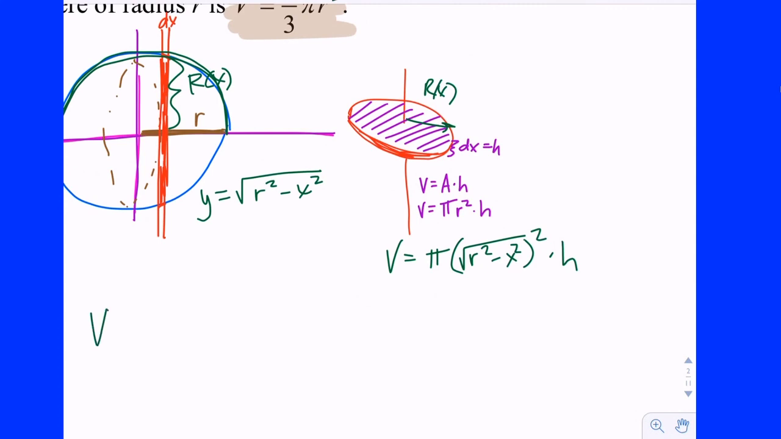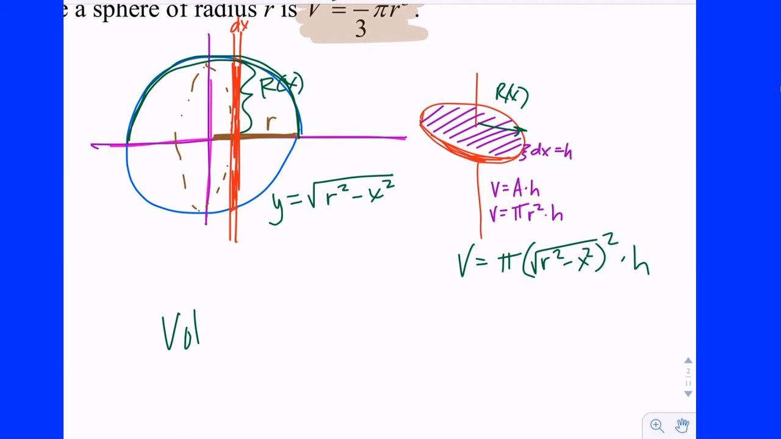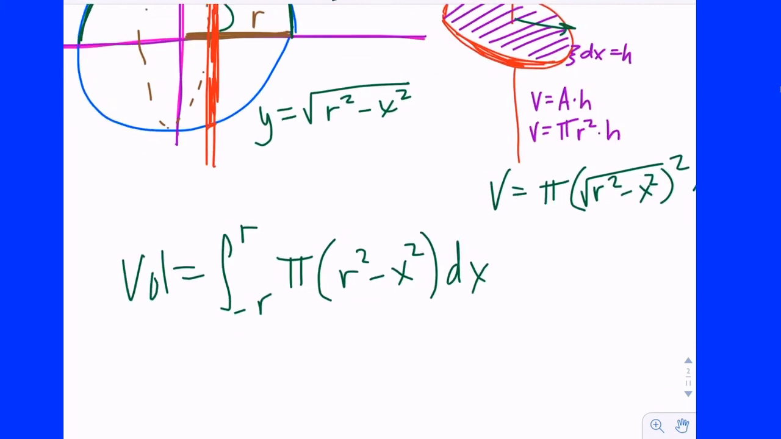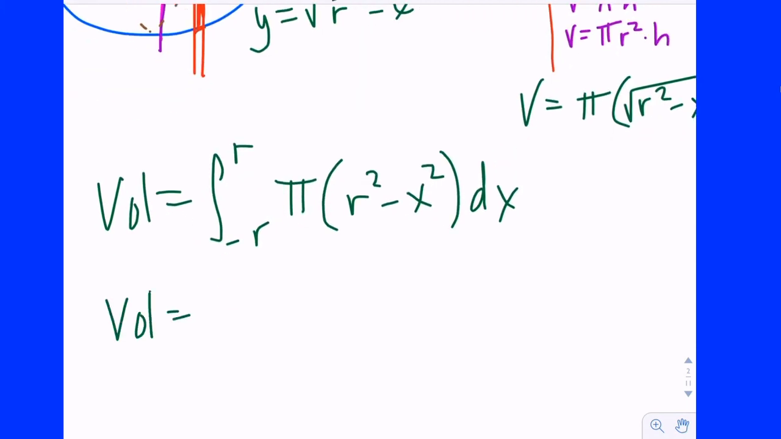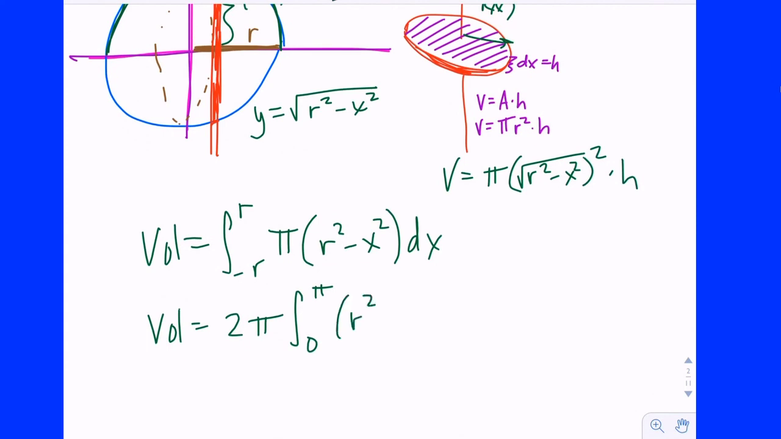So here we go. The volume of the whole thing. All I have to do now is add up my slices all the way from left to right, which is going to be from negative r to positive r of this equation here, which is pi times, notice the square root of that squared just becomes r squared minus x squared, and then of course h becomes dx. Now, I can also use symmetry here. I can pull the pi out front. I'm going to double it and go from 0 to r instead of going from negative r to r. And now I got r squared, which I'm treating like a constant, minus x squared.